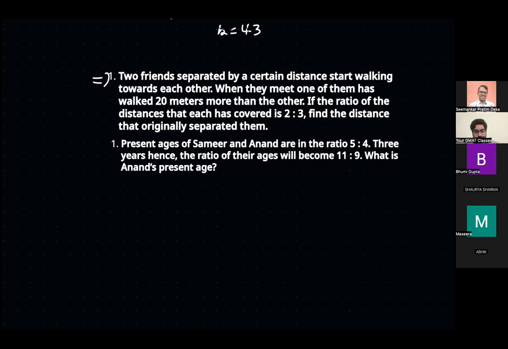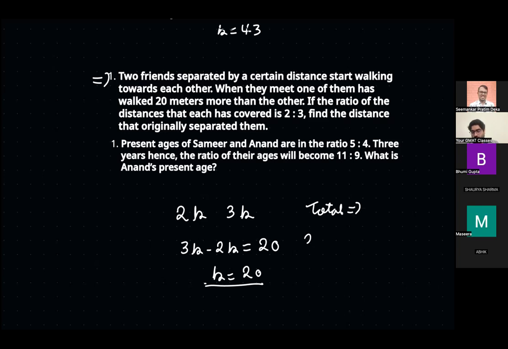So I can say distance is 2k and 3k. The question says that the difference in the distance that they have covered is 20 meters. So from this I get k as 20. If k is 20, total distance will be distance covered by both of them, which is 2k plus 3k. So that is 40 plus 60, which is 100. Is this clear to everyone, class?